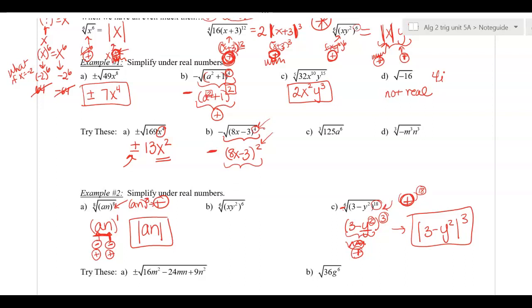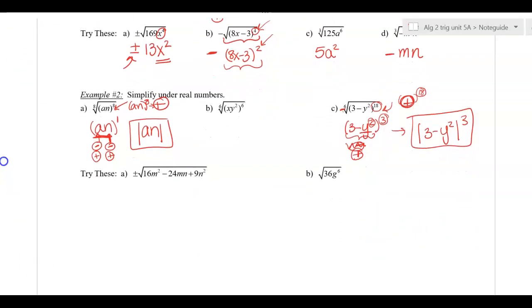For part C, the cube root of 125 would be 5, and the cube root of a to the 6th would be a squared. And I don't need to worry about absolute values in this problem because it's a cube root, and in odd indexes or odd powers, the sign shows up as what it should be. And then lastly, the cube root of negative m cubed n cubed. So m and n would show up there, and it would be negative because the cube root of a negative is negative. And again, I wouldn't worry about the absolute value signs because it's a cube root and not something with an even index.